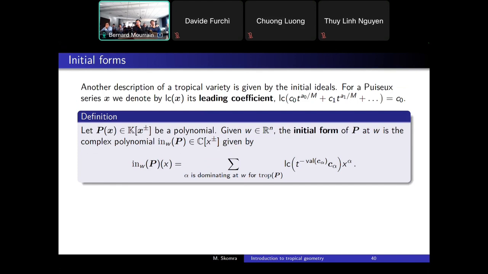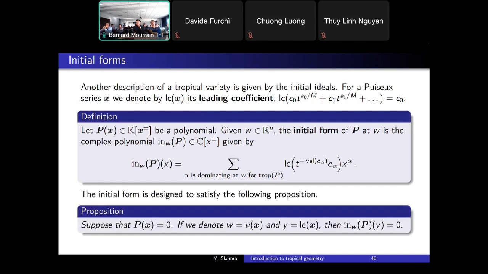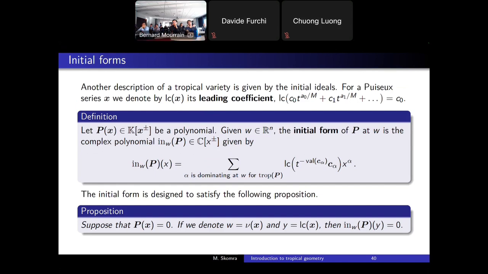That may seem like a complicated definition, but the point of this definition is that it satisfies the following. If I have a point x at which my polynomial is 0, then the leading terms have to cancel. What does it mean that the leading terms have to cancel? Well, it means exactly that this polynomial has to cancel when I evaluate it on the leading coefficient of x.